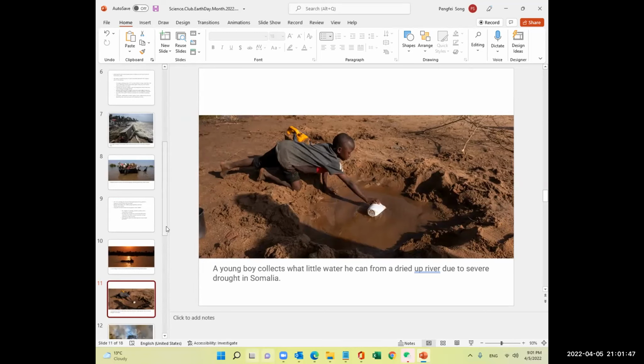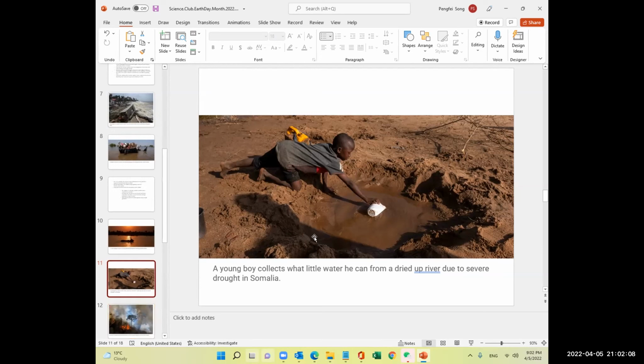Drought is definitely already devastating in some countries. Here you're looking at a young boy collecting very little water from a dried up river. This used to be a river. This is in Somalia. But if the temperature further warms, then this place probably has no water at all, right? People would probably just desert this place and move somewhere else.